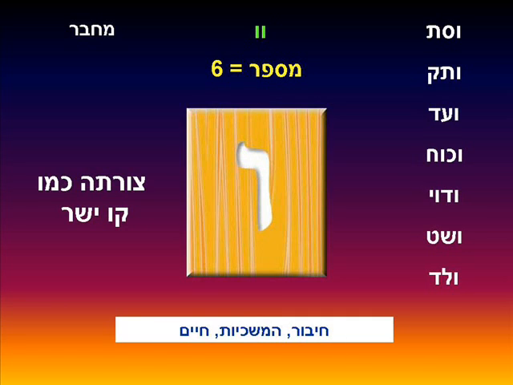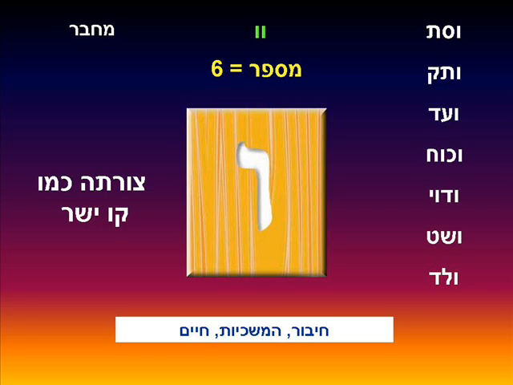Then you have the Vav. Vav is number 6. It means a hook or a connection. Vav connects. That's what it does. It shows continuity. It shows life. There's a certain regularity to it. Vaad, people coming together, they're connecting. Vikuach, an argument. What's an argument? An argument between two people who are connecting. Vidui, confessing, which is also connecting with your thoughts.